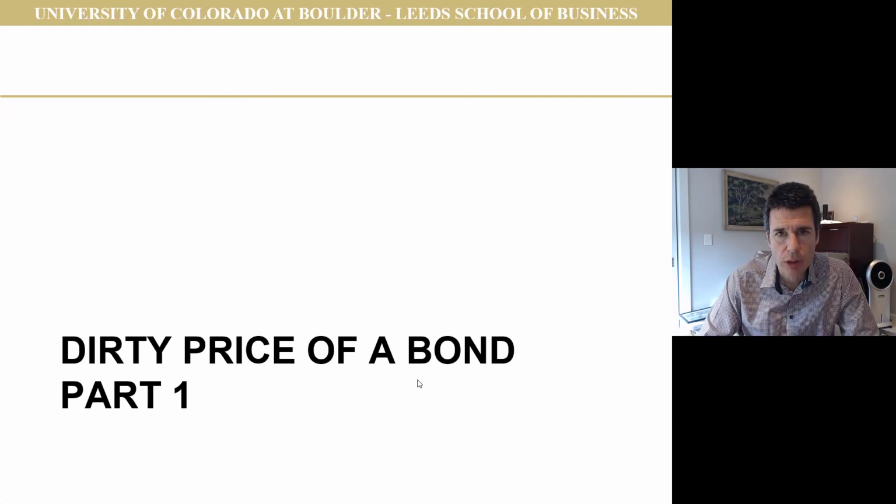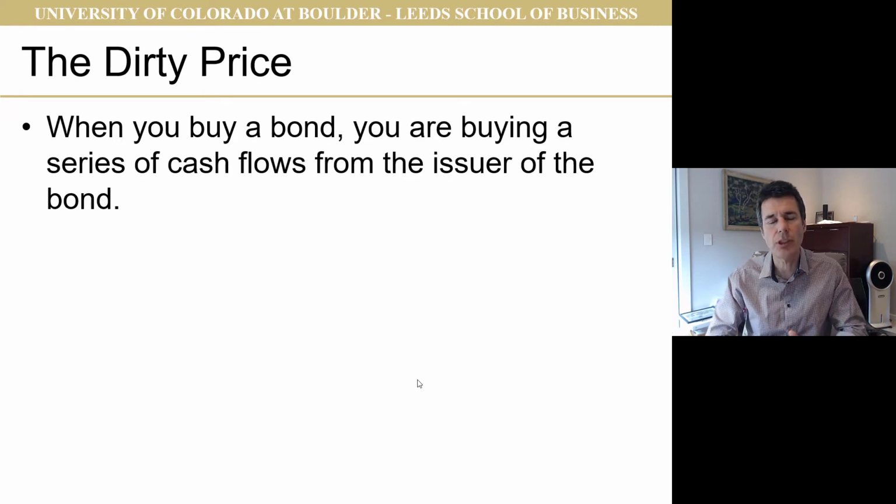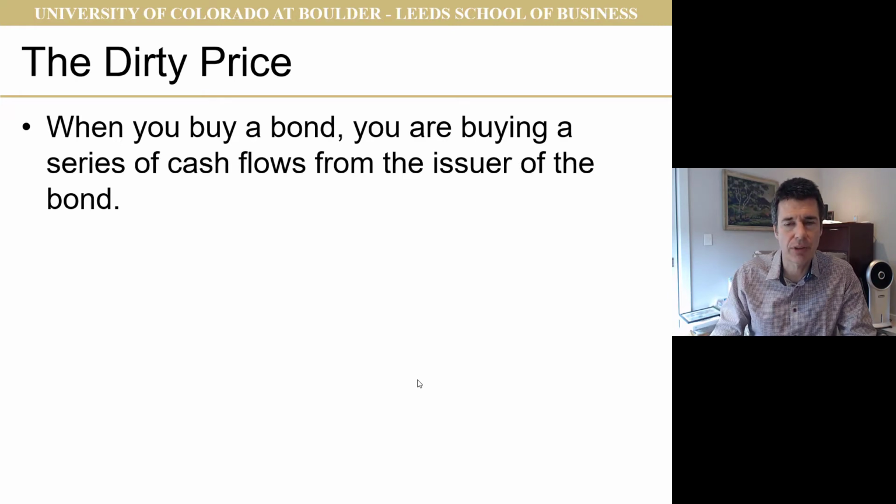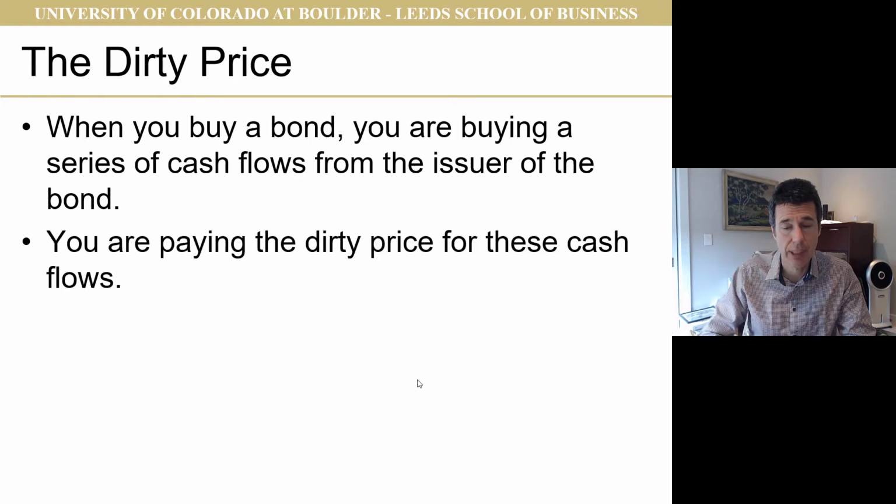Next, we're going to look more closely at the dirty price of the bond. Now, this is a slightly non-standard way to look at the bond, but it's instructive to help us understand what's going on. So when you buy a bond, you're buying a series of cash flows from the issuer of the bond. You pay the dirty price for these cash flows, or you pay the dirty price scaled by the amount of principal you're buying.